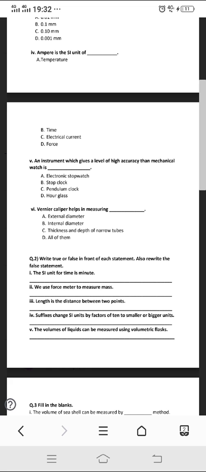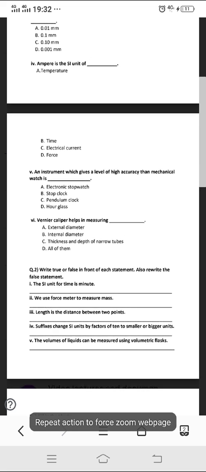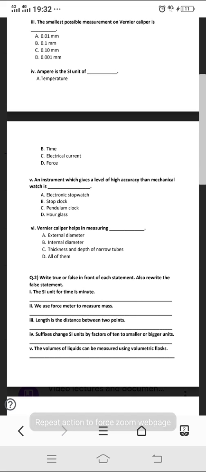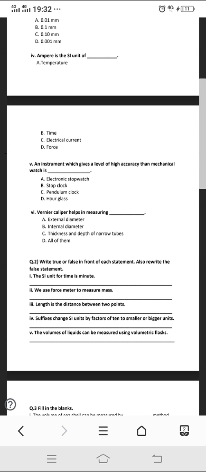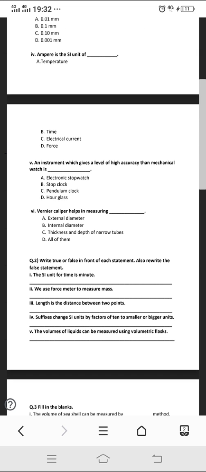So remember that whenever they use the word electronic with something, that should give you a hint that this is probably the one which is going to give us the best possible measurement. So A is the right answer, right? And then the pendulum clock and the hourglass or stop clock are going to help us know the time, but that's not going to be as accurate as an electronic stopwatch, right?